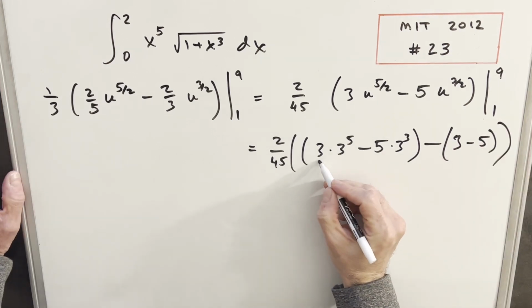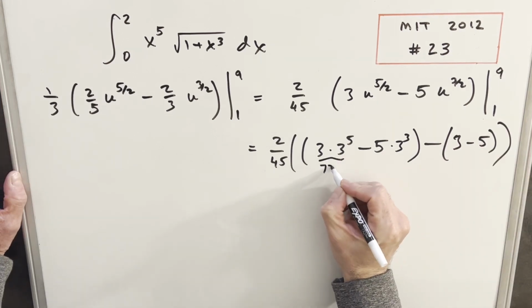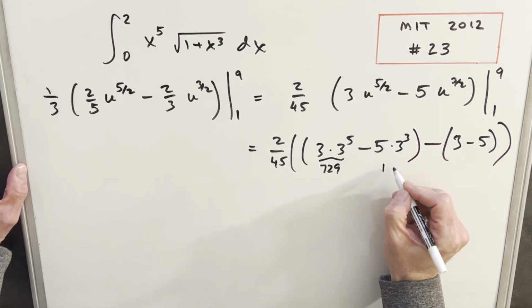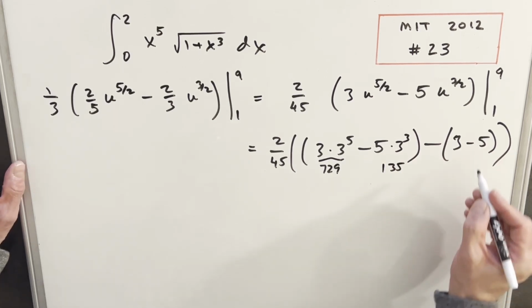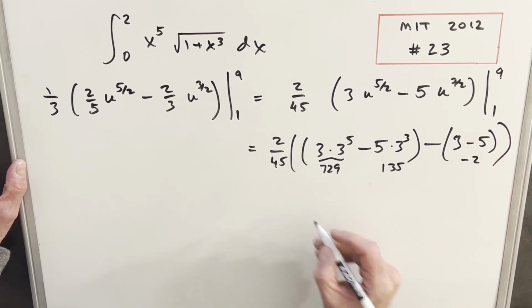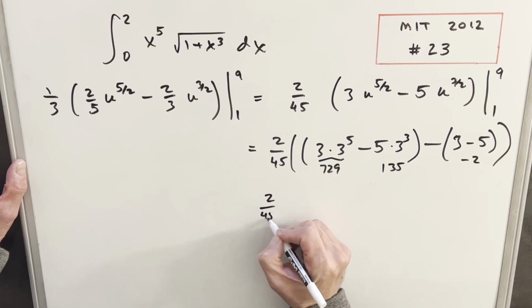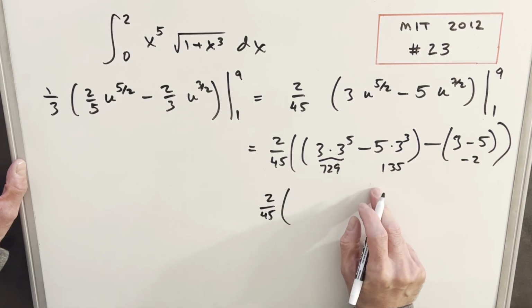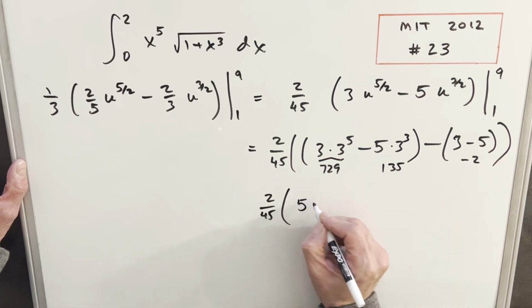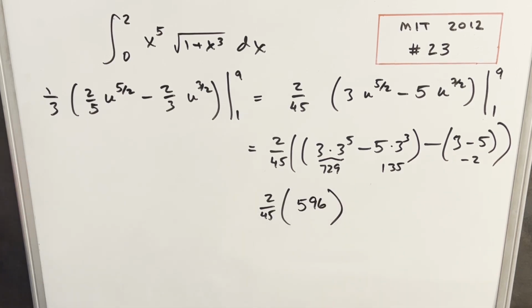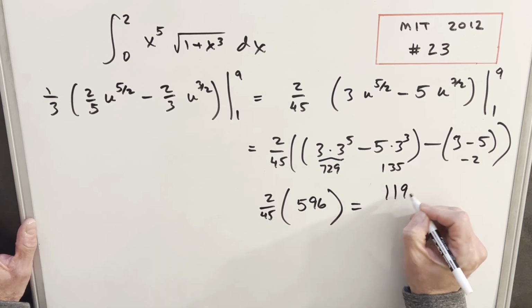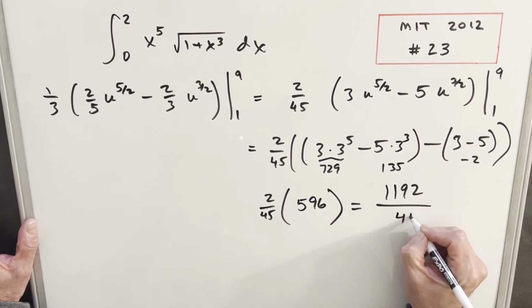Then from here, this is actually just 3 to the 6. 3 to the 6 is 729. Then here we have 27 times 5. That's 135. Here we'll have a minus 2, but we have a minus 2. So then just doing this arithmetic, 729 minus 135 plus 2 is going to be 596. So then our final solution, we're going to have 2 times 596, which is 1192 over 45.